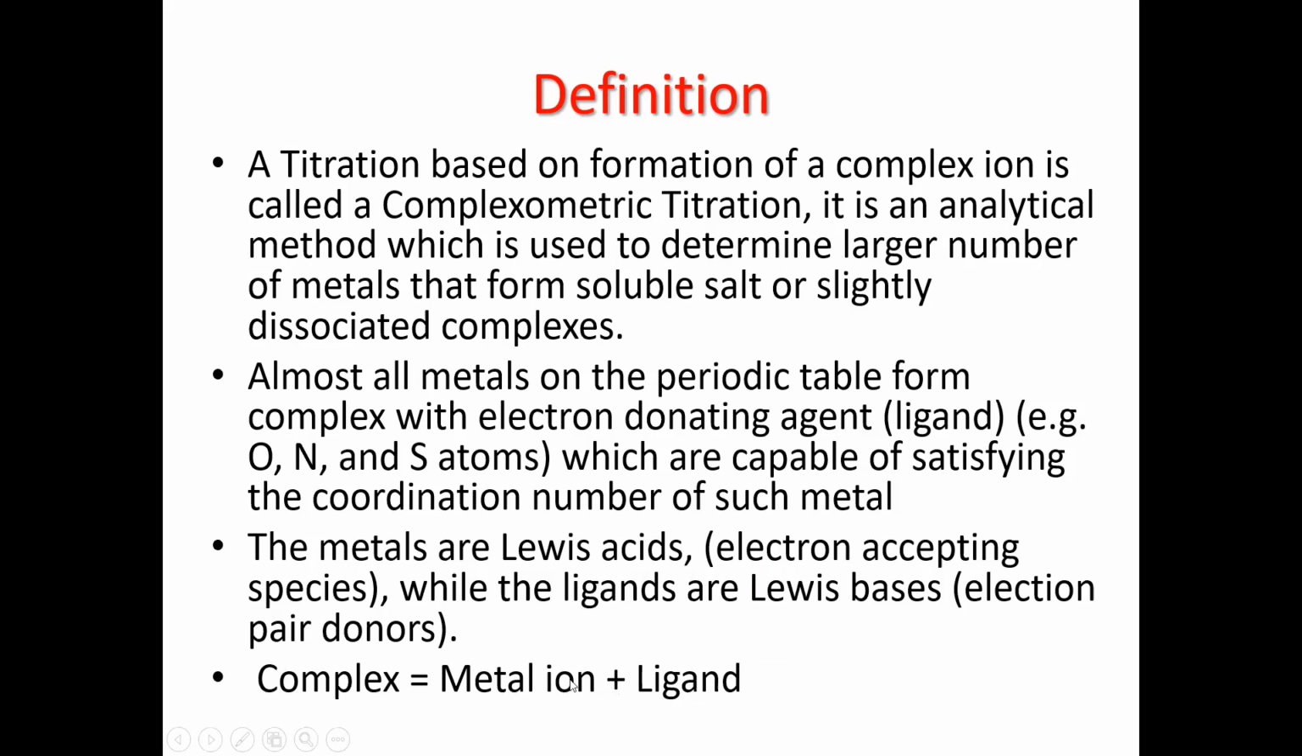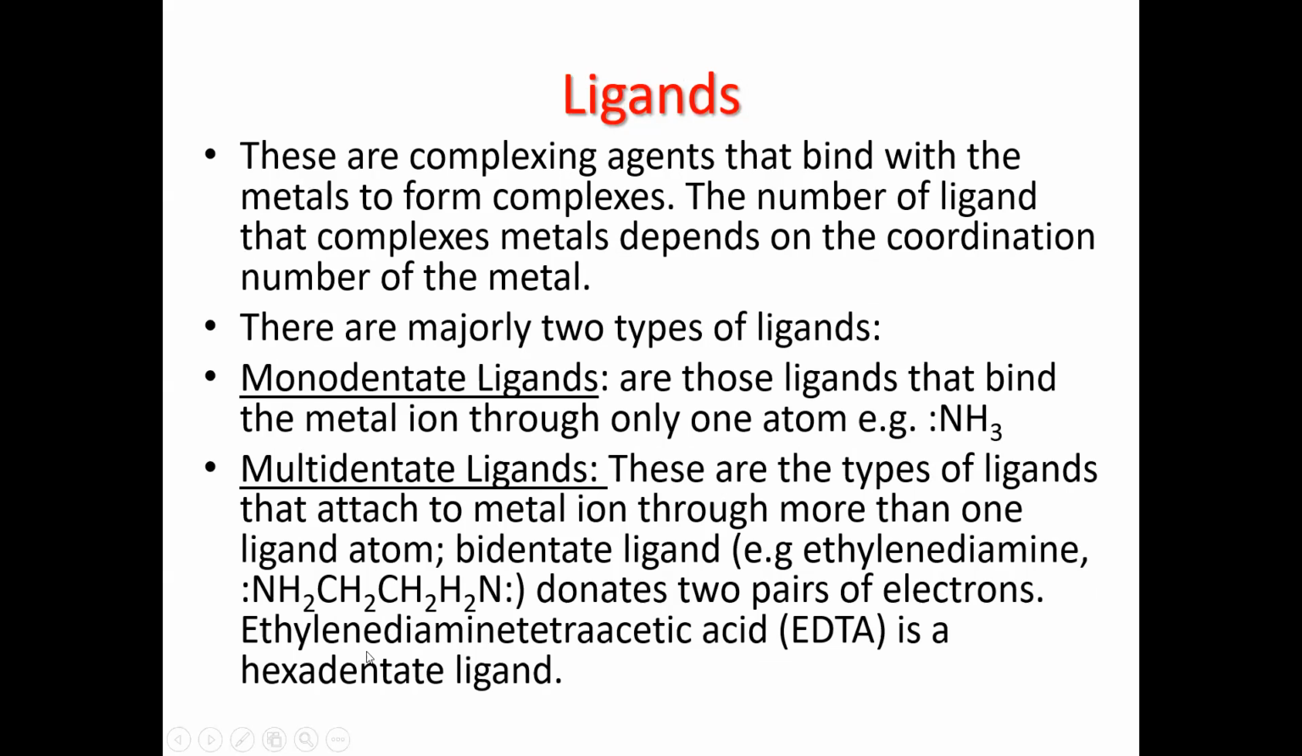And these metals are electron accepting species, while the ligands are Lewis bases, that is, they are electron pair donors. So the combination of the metal ion and the ligand will give rise to the complex. So what are these ligands? These are complexing agents that bind with the metals to form complexes as seen in the previous slide. And the number of ligands that complex a metal depends on the coordination number of the metal.